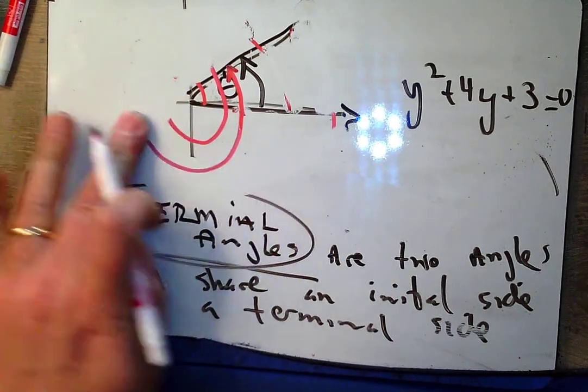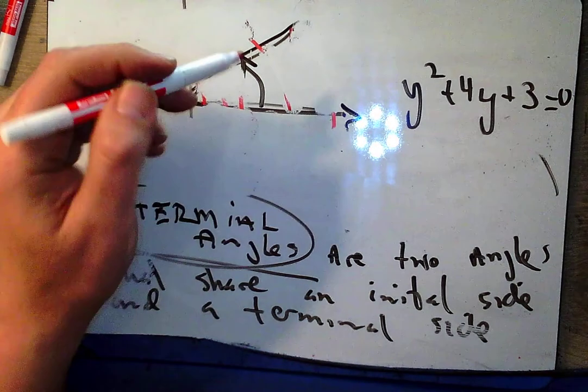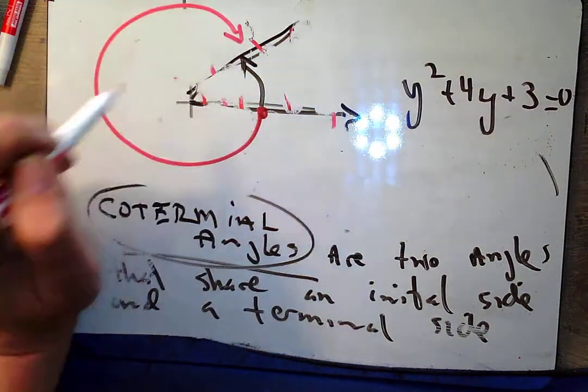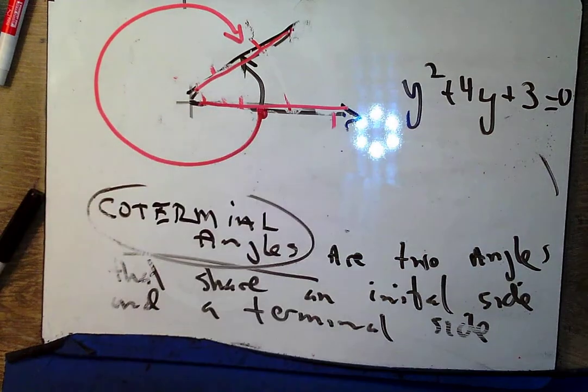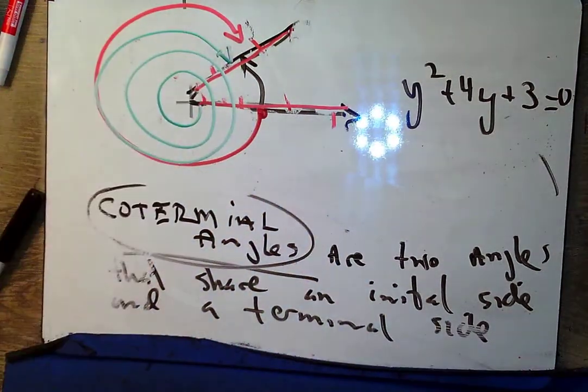Great. But then somebody remembers negative angles. I want to start in the same place. I want to go in the opposite direction. They have the same terminal side. They have the same initial side. So coterminal angles are angles that have the same initial side and same terminal side. And there are an infinite number of cases. Like there's one negative one, but here's another negative one. Okay, I mean, you just keep spinning around and you'll get another one.